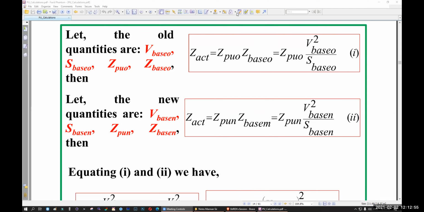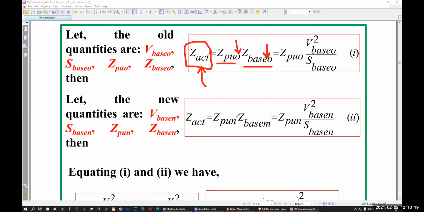That means your actual impedance will be what? Per unit into base. Which base? Your old base, right? Your actual is old base. So what is your Z base? V square by S. Obviously, these are all old. Remember, these are all old values. So now you got your actual value.